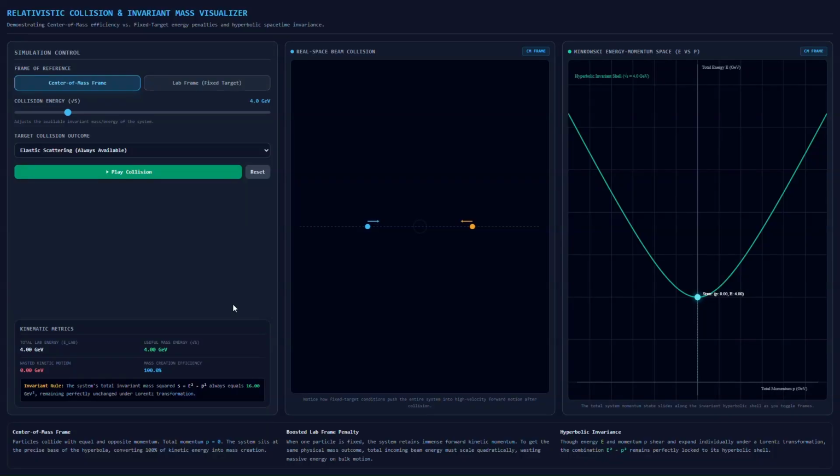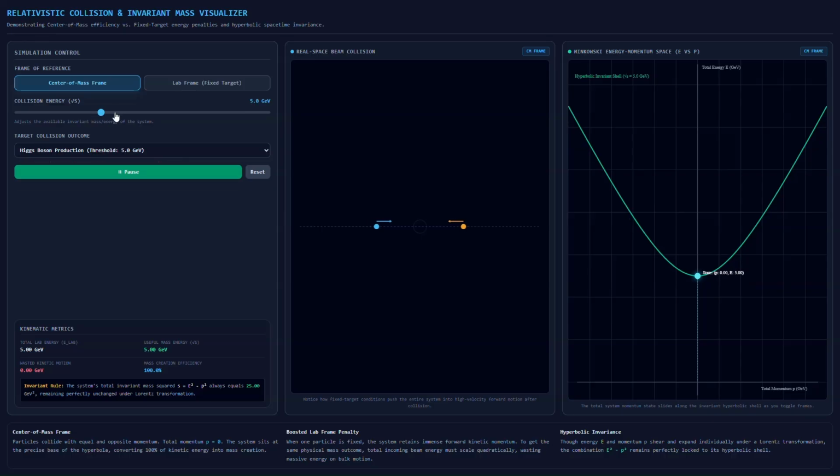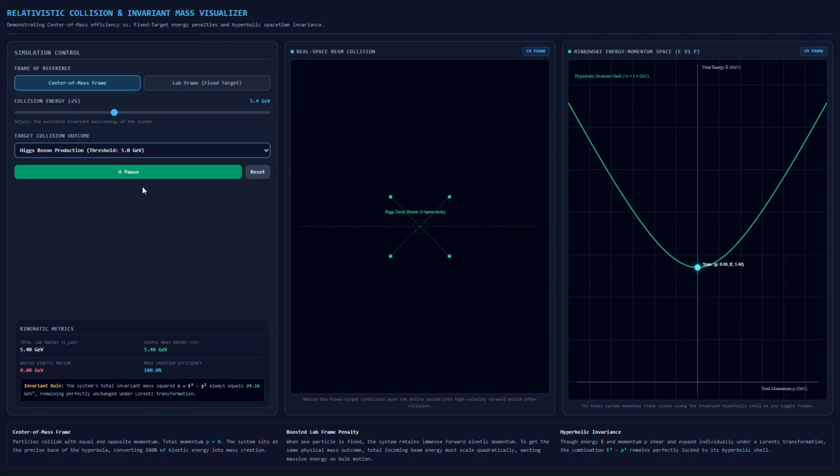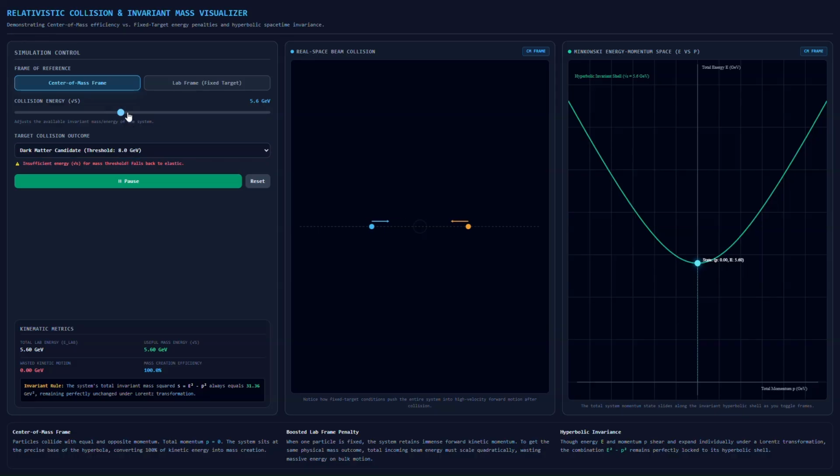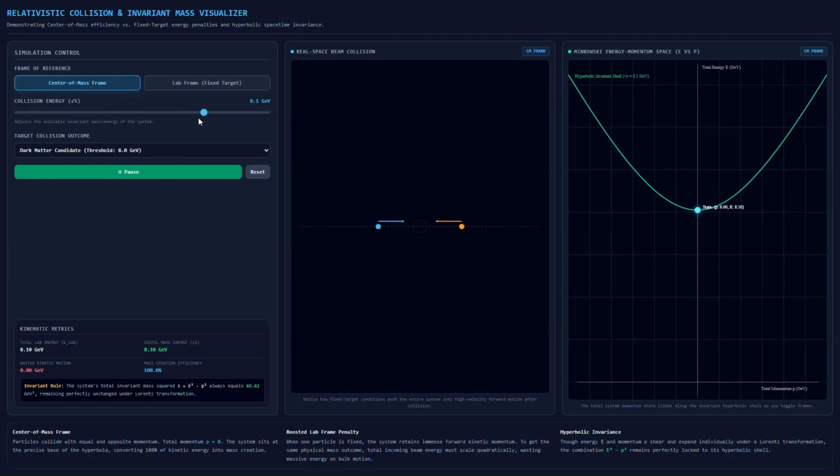The simulator illustrates the relativistic mechanics of high-energy particle collisions and demonstrates how the efficiency of matter creation is fundamentally determined by the chosen frame of reference. In the center of mass frame, particles collide with equal and opposite momentum, allowing 100% of the available system energy to sit at the precise base of a hyperbolic invariant shell and efficiently transform into heavy exotic states, such as a Higgs boson or a dark matter candidate, provided their specific mass-energy thresholds are met.